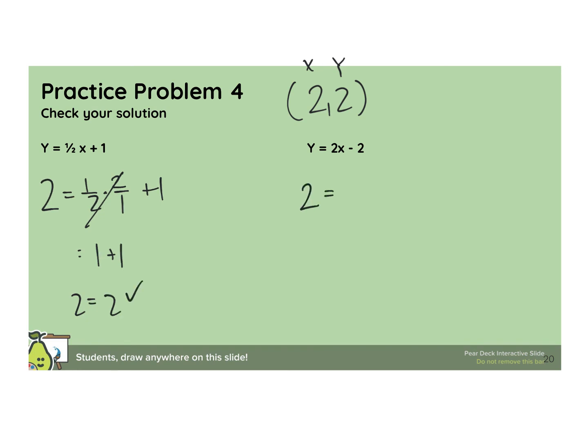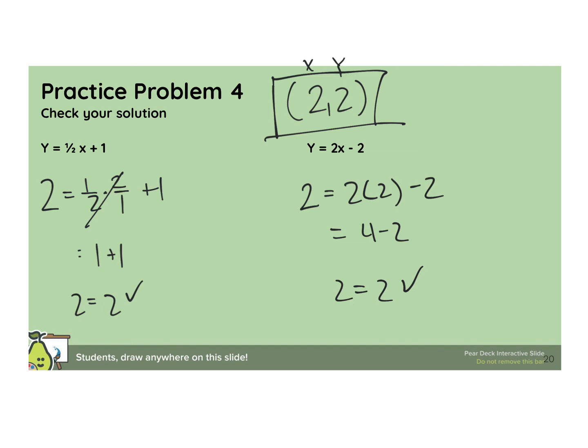Let's see the second one. Y is 2. X is also 2. I don't have to make it a fraction this time, see? And we get 4 minus 2, which is 2. Both check out, so the solution is in fact 2, 2. That is it. Time for your exit ticket.